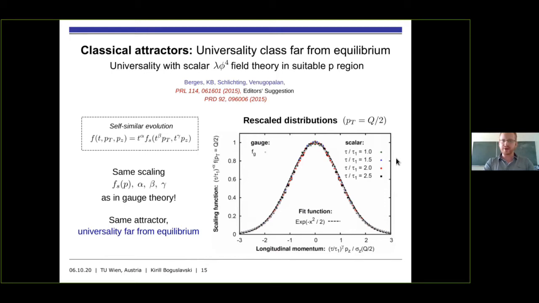this theory or this classical state as compared to different theories. And one interesting result was to compare this to scalar field theory. So we looked at lambda phi to the fourth theory, again in the same longitudinally expanding metric. And what we found is the very same classical attractor in some suitable momentum region, also in the scalar field theory. So we found the very same scaling function and scaling exponents as for gauge theory. And here you see, for instance, the gauge theory longitudinal profile and the scalar theory profile, where the scalar field theory has already been rescaled. That's why you find only a single function. So this led to the conjecture of the existence of universality classes far from equilibrium.